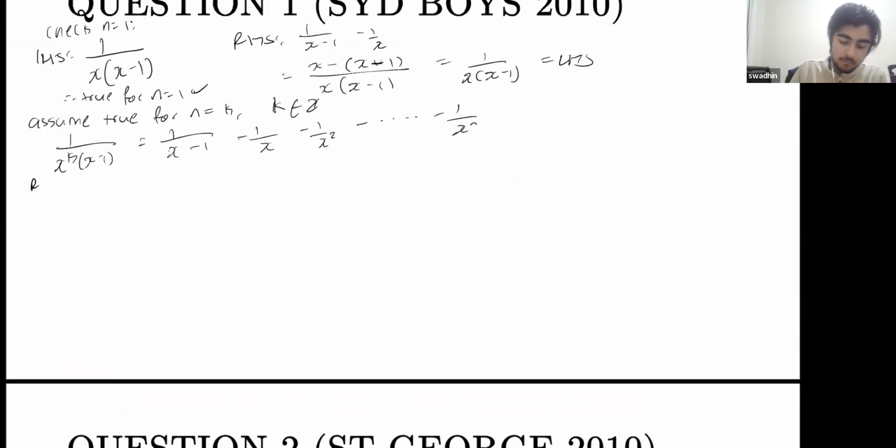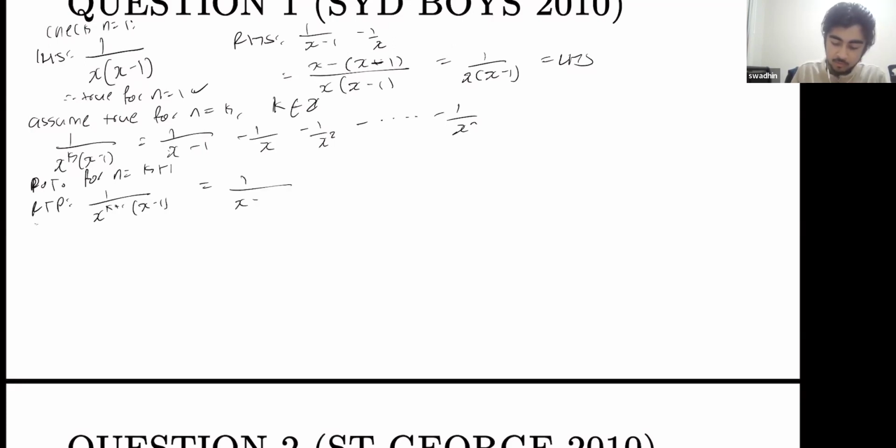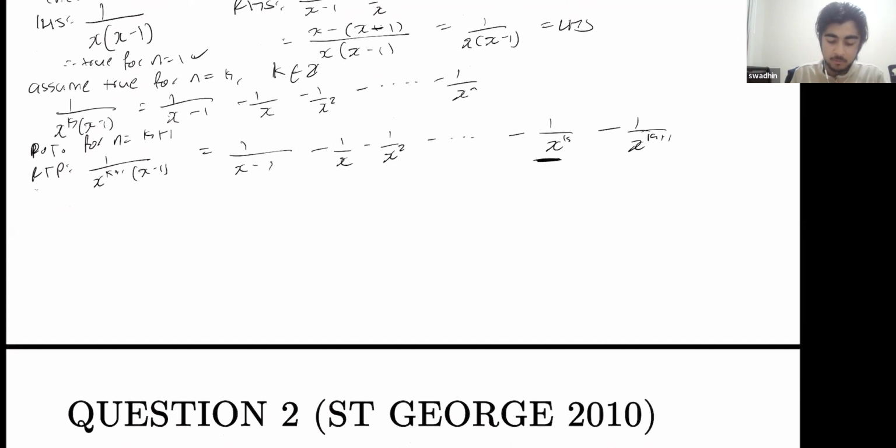Now we want to prove true for n is equal to k plus 1, such that, so we're required to prove this. 1 over x^(k+1) (x minus 1) is equal to 1 over x minus 1 minus 1 on x minus 1 on x squared minus 1 over x^k minus 1 over x^(k+1). Always have this sneaky little 1 over x^k here, because then it'll be easier to use your assumption. So this is what we need to prove.